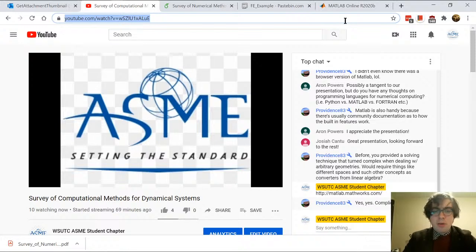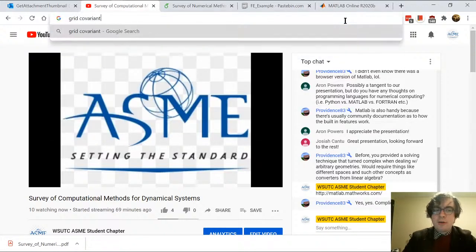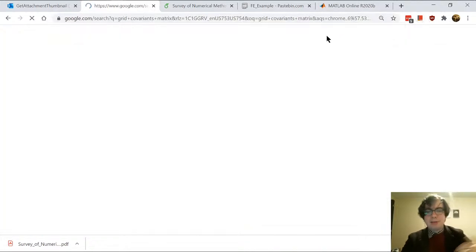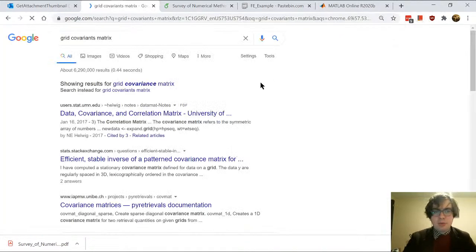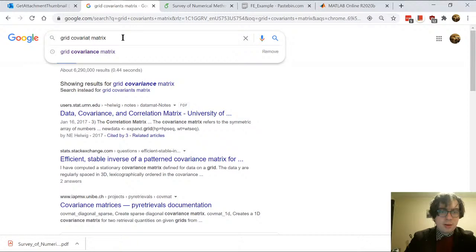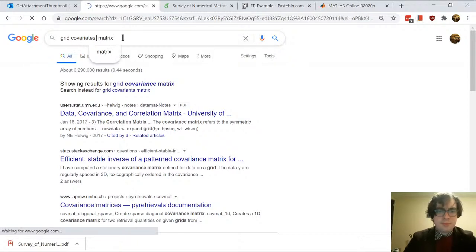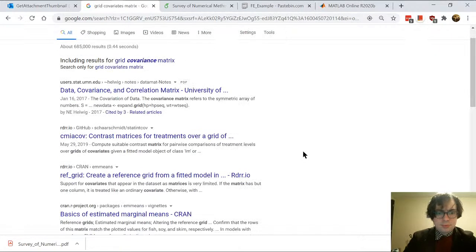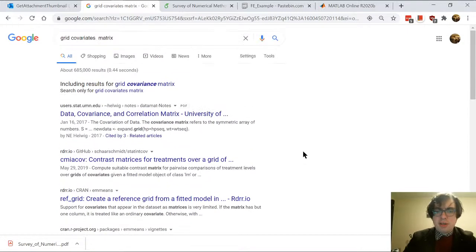All right. So to look up something like that, you might want to look up grid covariance, linear matrix, and stuff like that, and that'll give you essentially those covariates, not covariance. And that'll give you essentially the conversion between a cylindrical grid and a Cartesian or a polar grid and all the stuff like that.